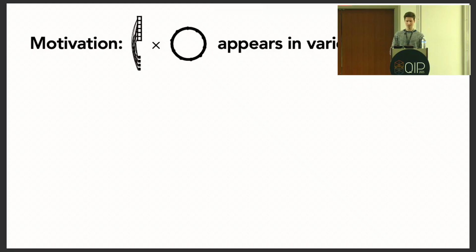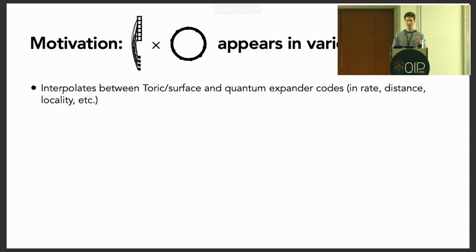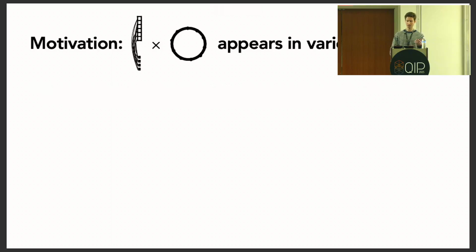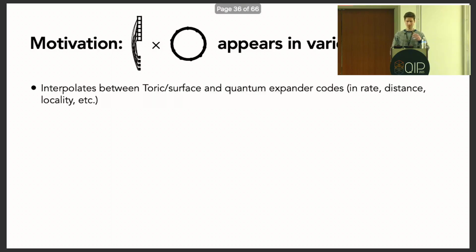So why are we studying these products? As I mentioned, the product of 2 repetition codes and the product of 2 expander codes are both very well studied in the literature. Why study this product of 1 of each? Well, it turns out that these products appear in various settings in the literature. The first, most direct motivation is the one I already mentioned: in terms of parameters, rate, distance, locality, even spatial locality, these hybrid products interpolate between the parameters of the surface code and quantum expander codes. Each of these 2 classes of codes has some advantages and some disadvantages, so maybe you want to interpolate between them just for practical performance.